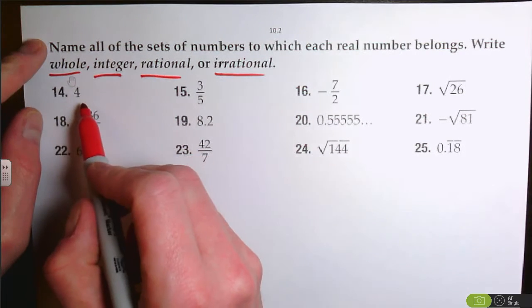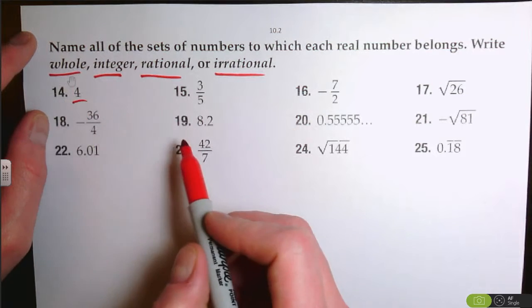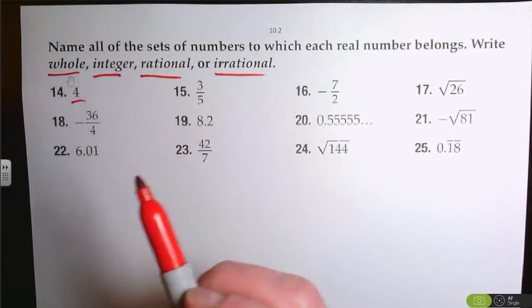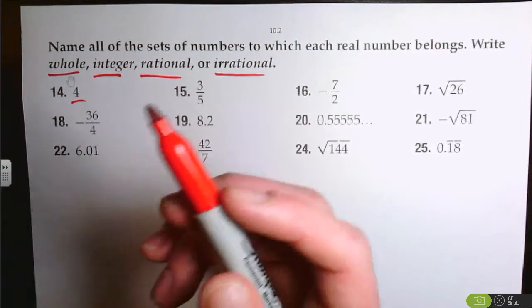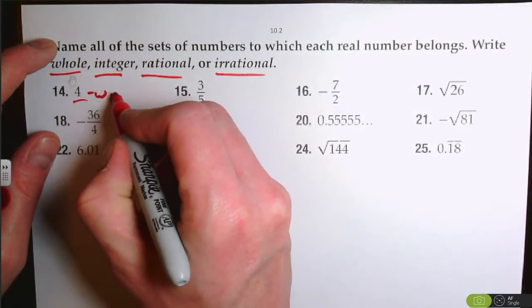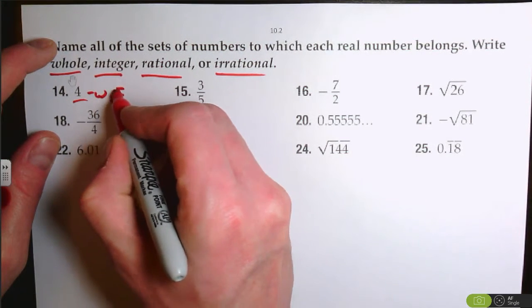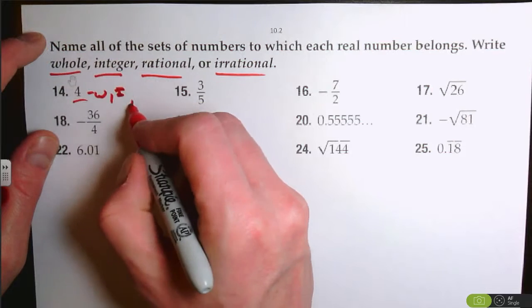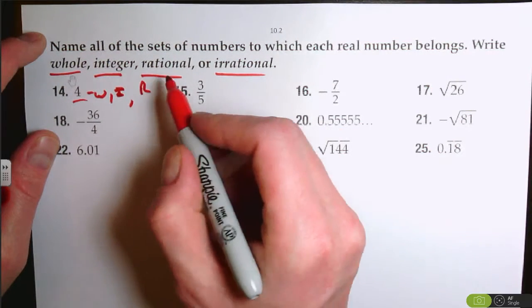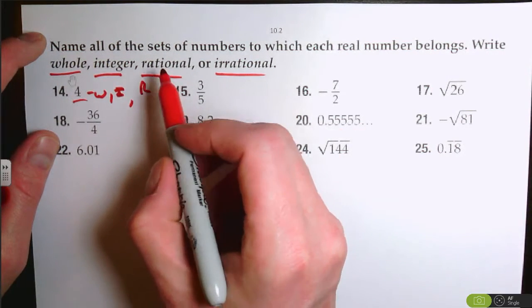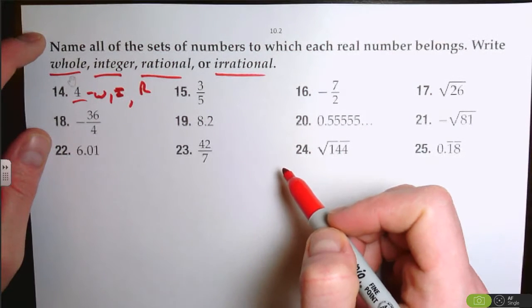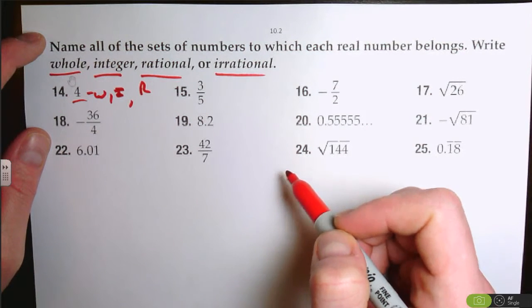Okay. So like number 14, a whole number is a number like 4, where it's not a fraction, it's not negative, it's positive, and so it's just all one thing, it's whole. So that would be a whole, but it'd also be an integer because integers are just positive and negative whole numbers. And it'd also be rational because I can write 4 as a fraction by putting it 4 over 1. Okay.